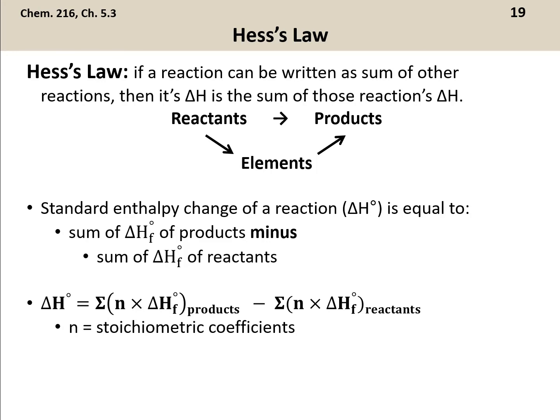Now let's do one other thing with Hess's law. So Hess's law is really convenient because if I know all these reactions, I can do it. Well, it turns out that what if we want to know delta H for a reaction, reactants going to products?